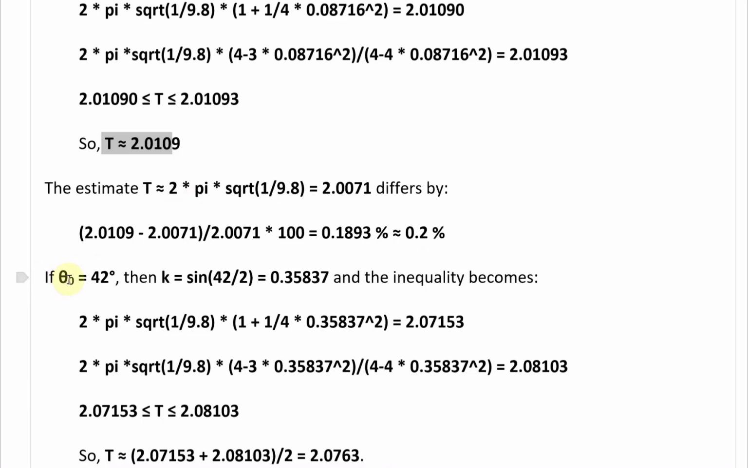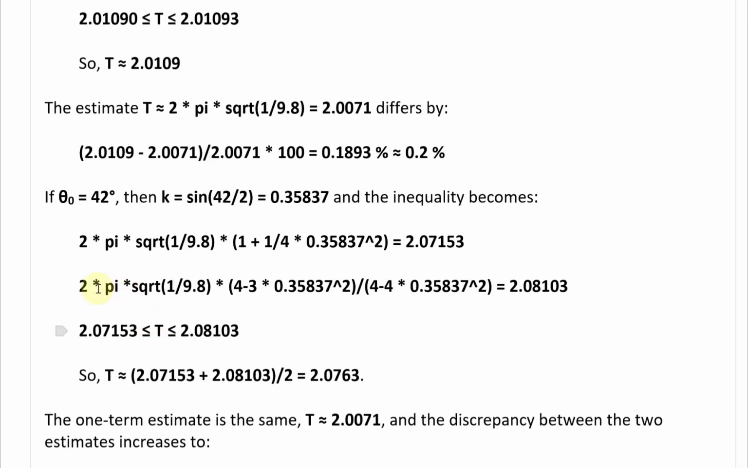So if theta naught is equal to 42 degrees, then k equals sine 42 divided by 2. Again, this is in degrees, and my calculator is in degrees, so we just do that. We get this value right here, and the calculus book just rounds it up. And the inequality becomes, let me write this down again, 2 pi square root L over G, which is 1 over 9.8, times 1 plus 1 over 4, and this is the k squared. And here we get 2.07153, and it just rounds to 5 decimal places.